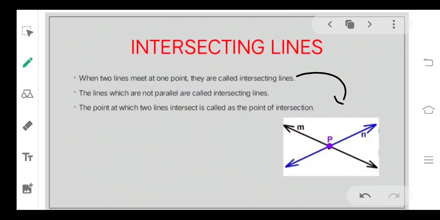Here we can see that line M and line N intersect at point P. Hence, we say that line M and line N are called intersecting lines, and point P is the point of intersection. Now your basic information about these things is completely clear.